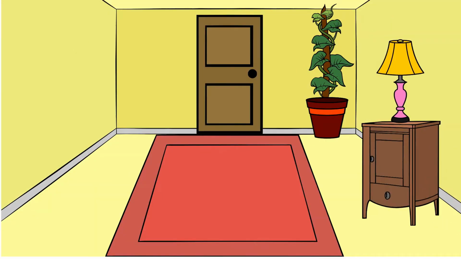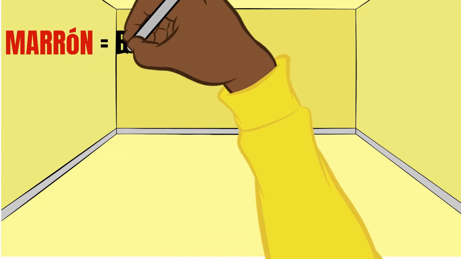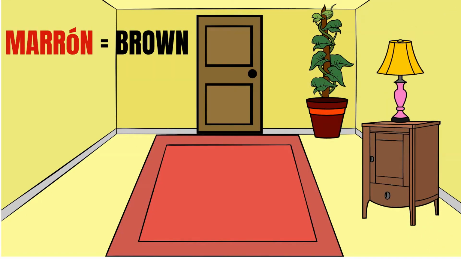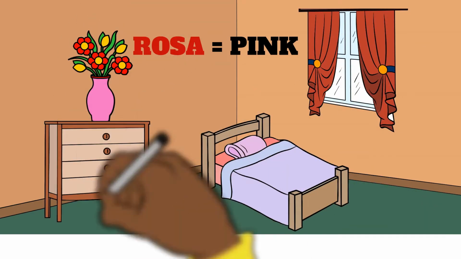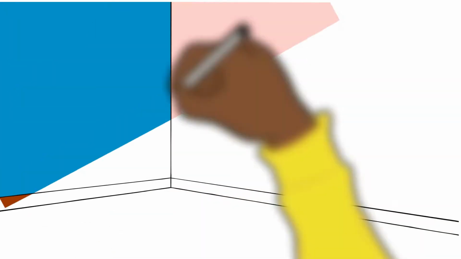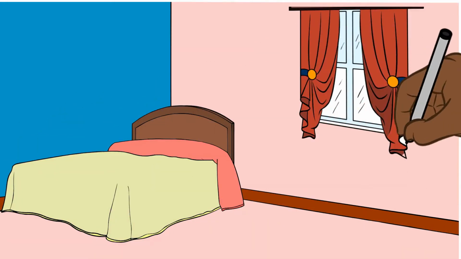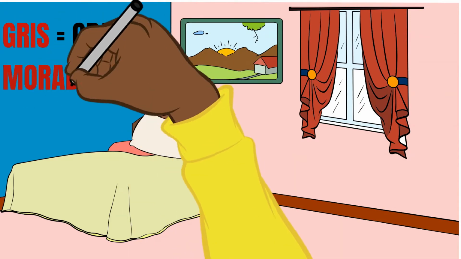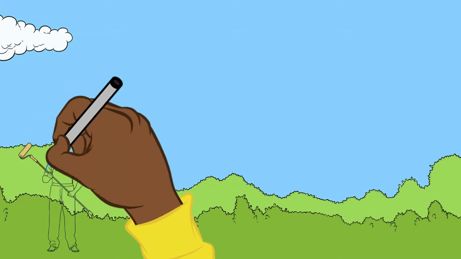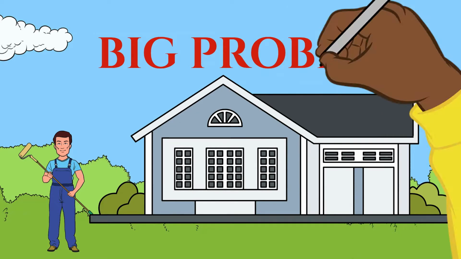As for the hallway and the guest room, he said marrón for the hallway and rosa for the guest room. Now, as for the room that belongs to him and his wife, he wanted it to be painted gris y morado. But just when the painter was about to start painting, there was a big problem.